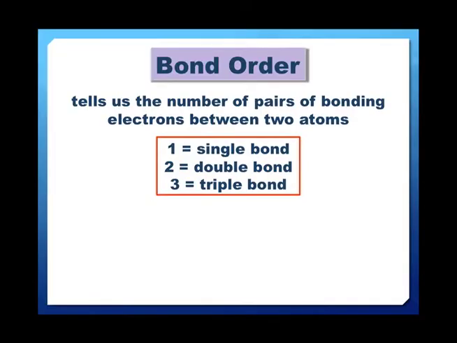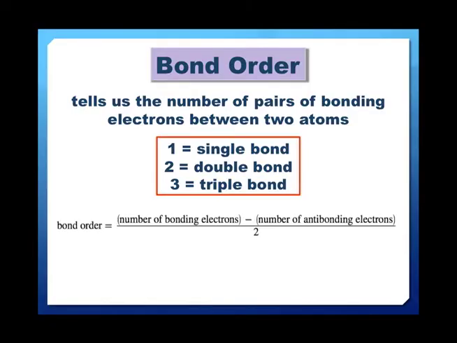The way bond order corresponds to our understanding of molecules is that it dictates the number of pairs of bonding electrons between two atoms. So, a bond order of 1 corresponds to a single bond. A bond order of 2 corresponds to a double bond. And a bond order of 3 corresponds to a triple bond.